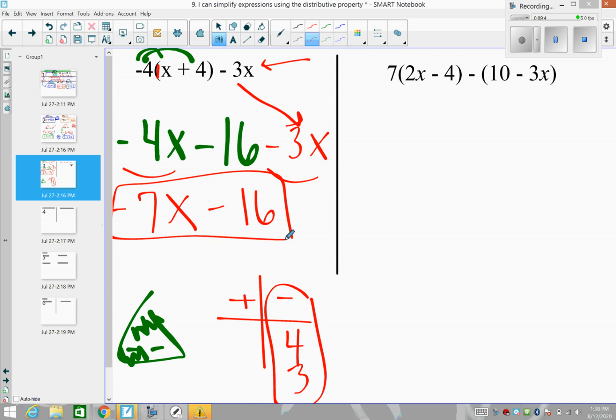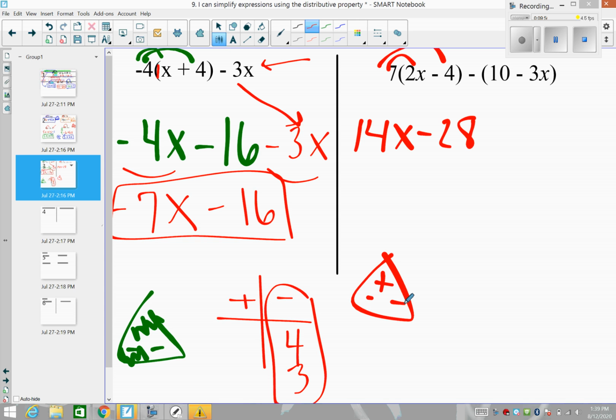All right, next section over here. Distribute is 14x. Distribute, negative 28. Let's talk about why. That's a triangle problem. We have a positive 7 on the outside. We have a negative 4 on the inside, results in negative 28. Now, the next part of the problem, we have to do another distribution.